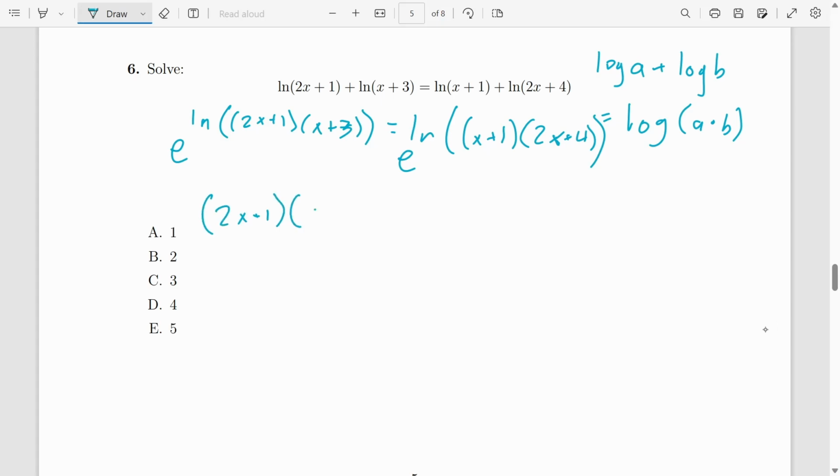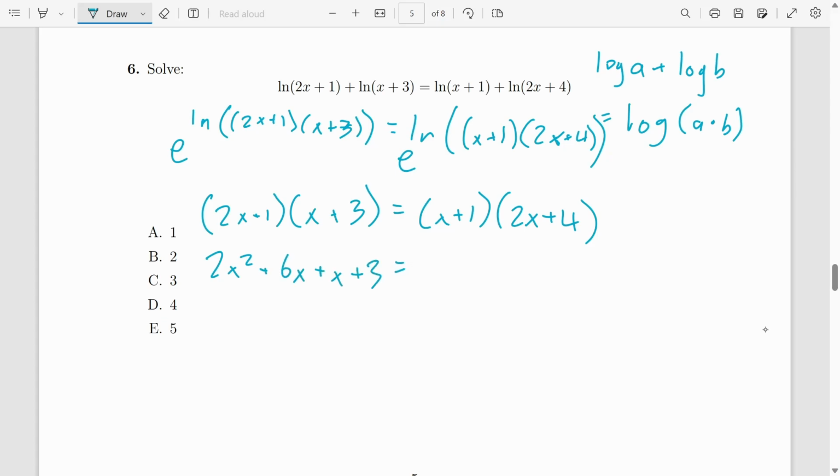So we have 2x plus 1 times x plus 3 equals x plus 1 times 2x plus 4. Now we don't have any ln's anymore, which is awesome. This looks like we're going to algebra our way out of this one from here on out. So let's FOIL both of these pairs of polynomials. This is 2x squared plus 6x plus x plus 3 equals 2x squared plus 4x plus 2x plus 4.